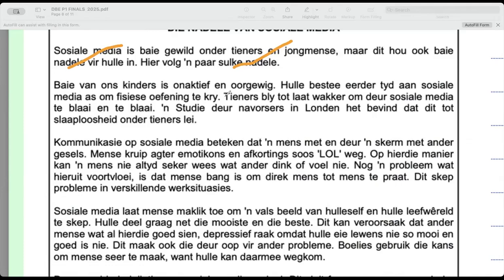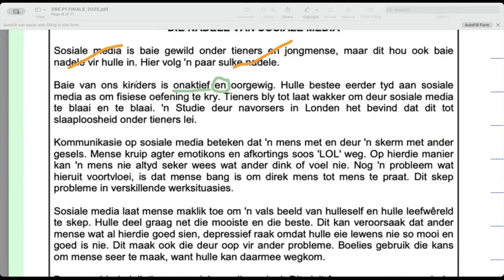So let's just look at those first 2 sentences. You're going to be looking for repetition. If you get 2 words joined by "en", usually what it means is that those words have a similar meaning. So if you don't know what oorgewig means, but you know that onactief means inactive, you've still got an idea of what those mean. And again, remember, every word has a meaning in context.